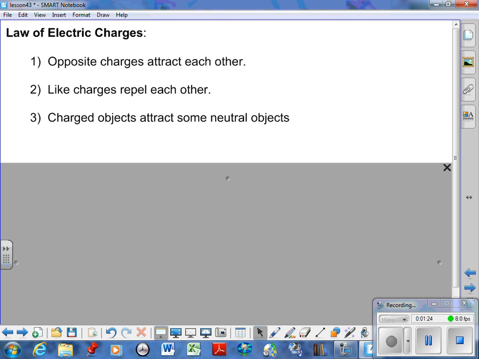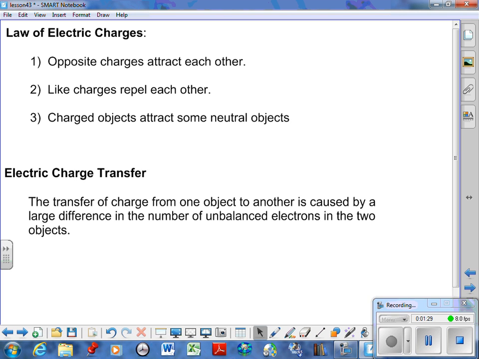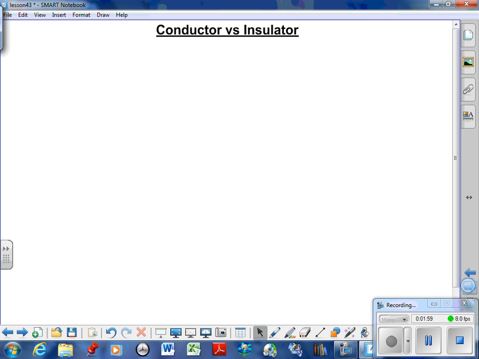Third one is charged objects attract some neutral objects. Okay? So it is possible for a positive to attract a neutral or a negative. Usually it depends on the difference in the actual charge. So, electric charge transfer. The transfer of charge from one object to another is caused by a large difference in the number of unbalanced electrons in the two objects. Okay, so if one object has a large buildup of electrons and another one doesn't, there's going to be that transfer of electrons from one to the next.